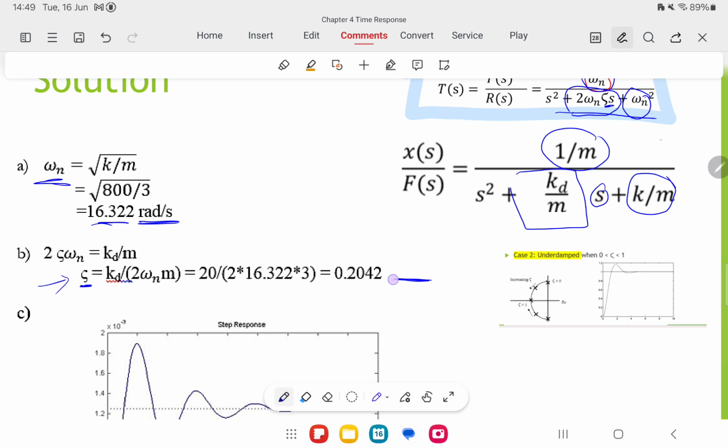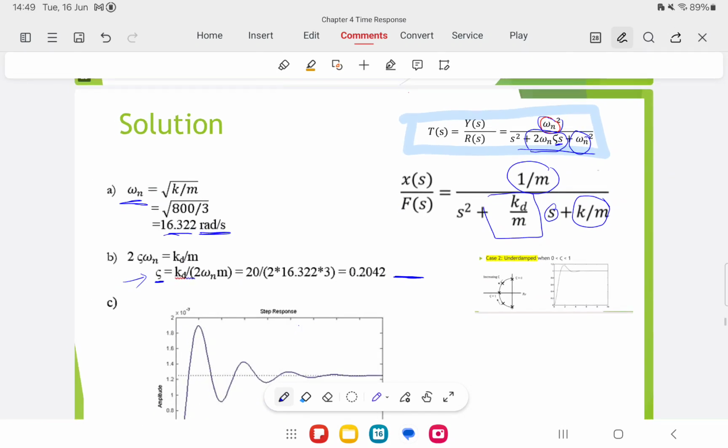Remember for the damping there is no unit, so tak perlu letak unit apa-apa. Okay, dah kira, dapat value dia. Now kita kena make decision. Kan ada berapa case tadi? We have 4 case. Lepas tu kita kena determine lah, this damping ratio value jatuh dekat case yang mana.